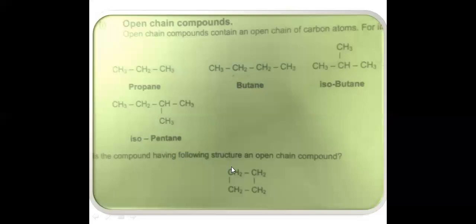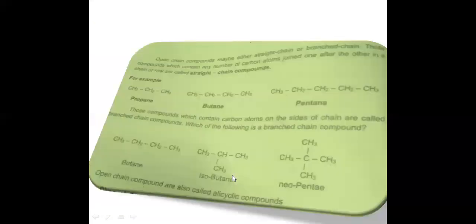Is the compound having the following structure an open chain compound? No, it is making a ring, so it is not an open chain compound. It is a closed chain compound. Open chain compounds may be either straight chain or branch chain. Those compounds which contain any number of carbon atoms joined one after the other in a chain or in a row are called straight chain compounds.